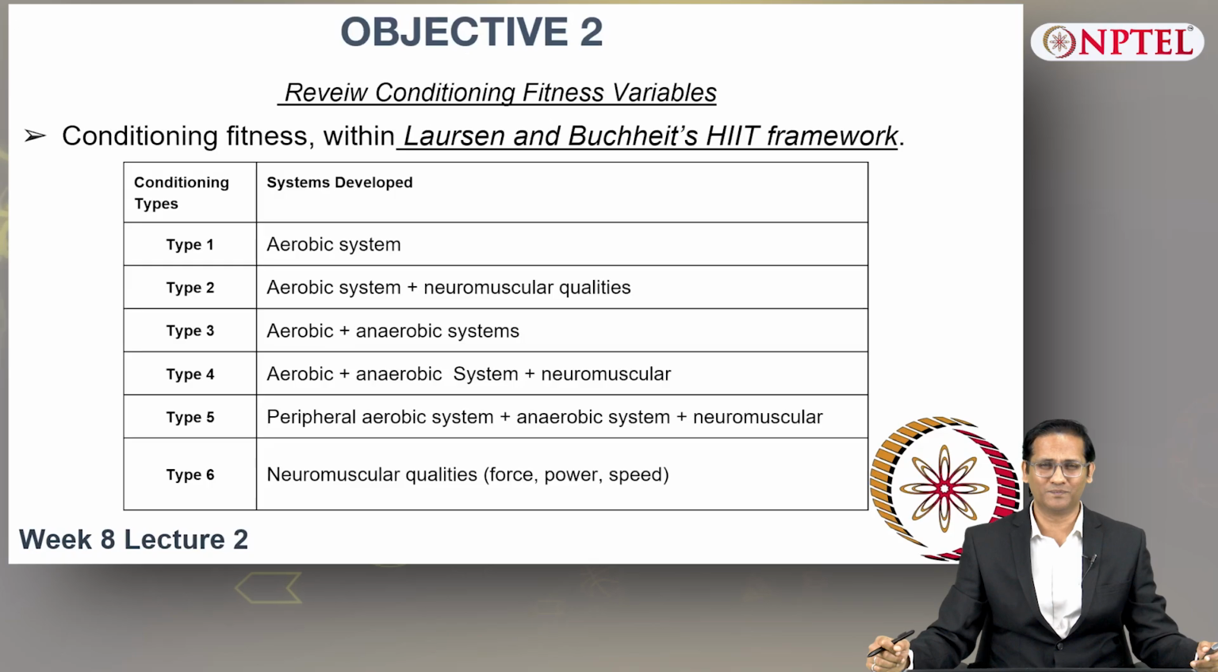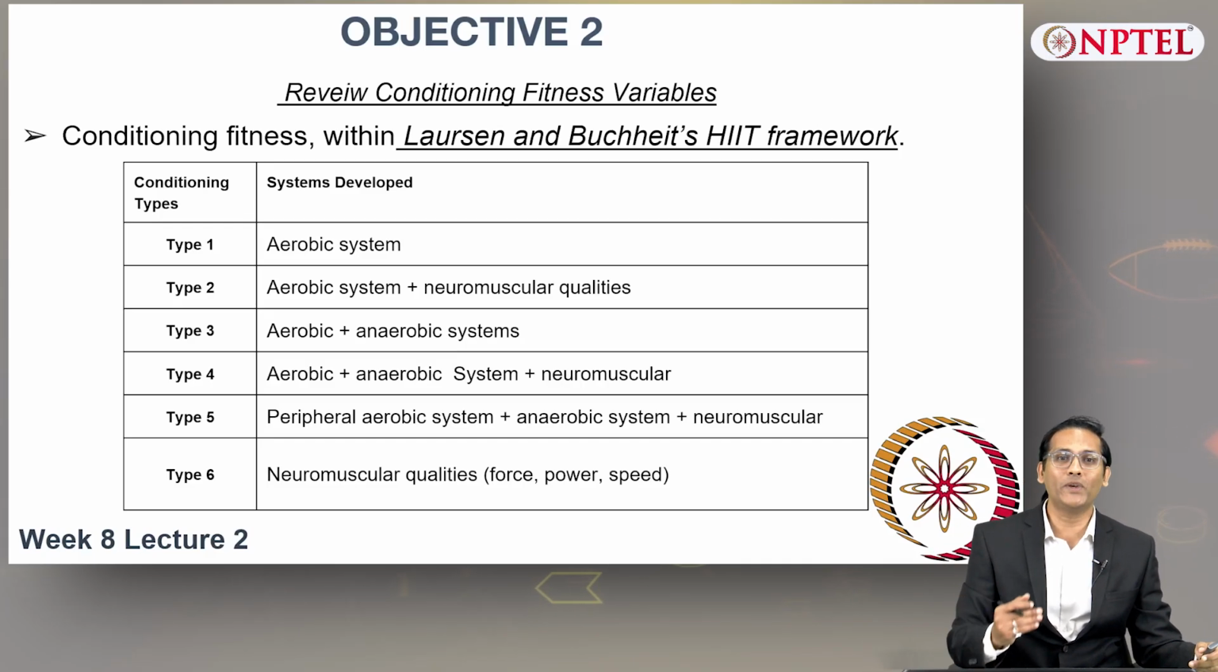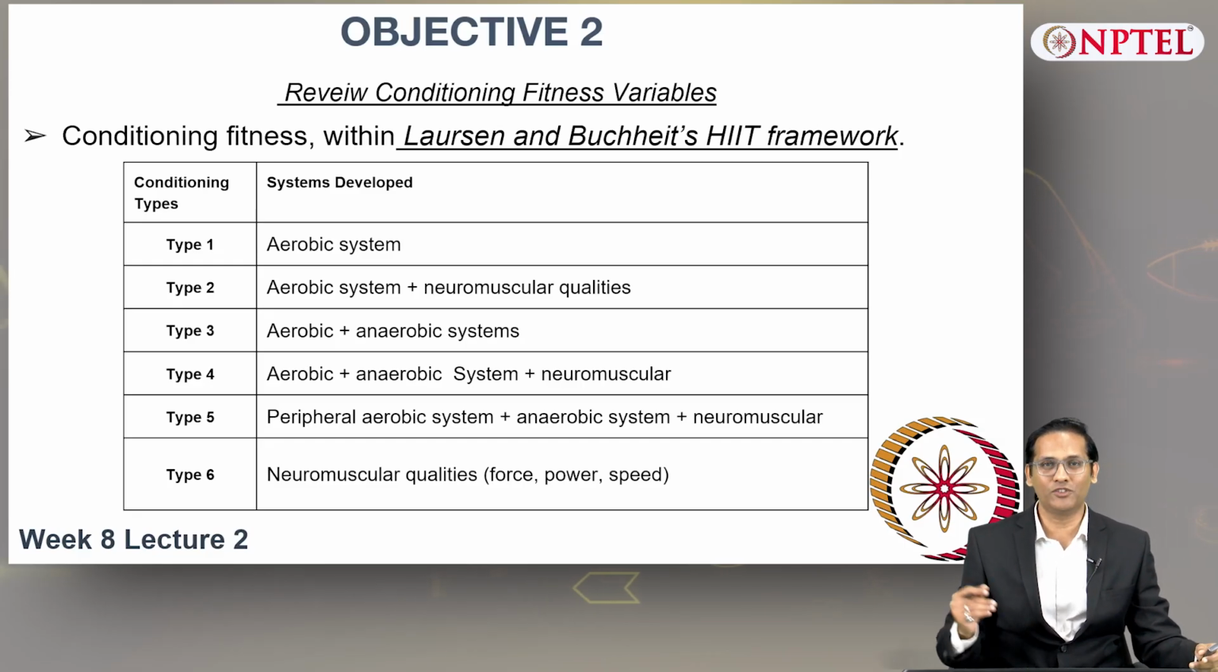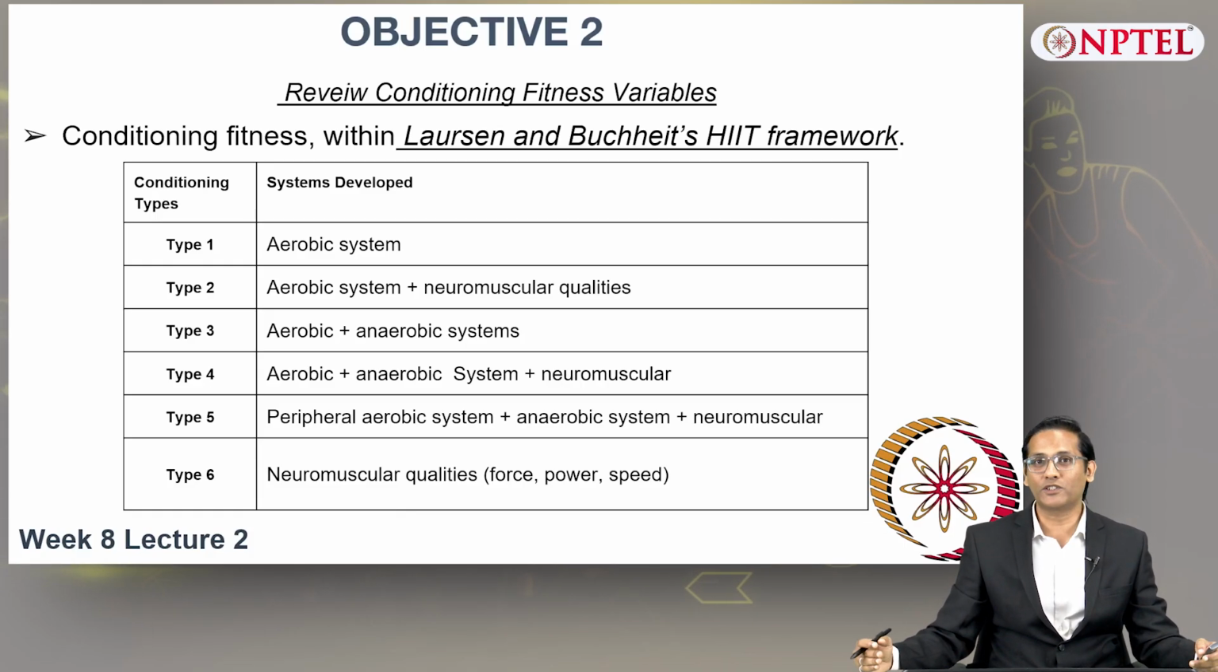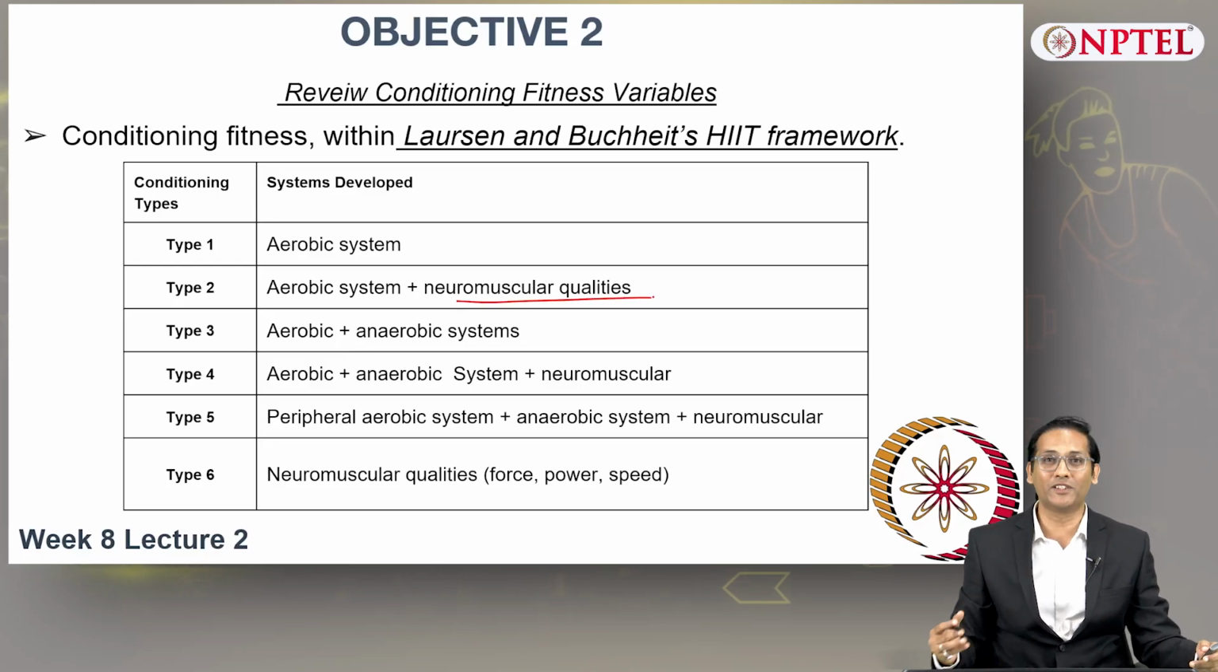Now, objective number 2. Let's review the conditioning fitness variable. Here we are using Laursen and Buchheit's HIIT framework. With this framework, there are 6 types of conditioning. Type 1 conditioning is improving aerobic conditioning, that is, you are improving the aerobic system. Type 2 conditioning is with aerobic conditioning as base, and the focus is to improve neuromuscular qualities, which include speed, force, power.